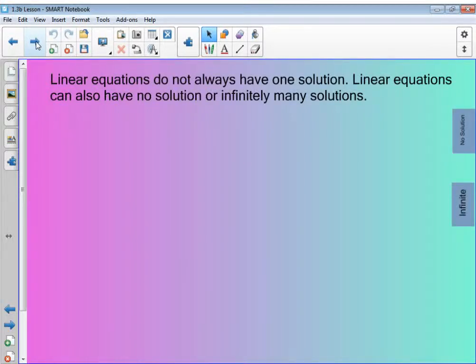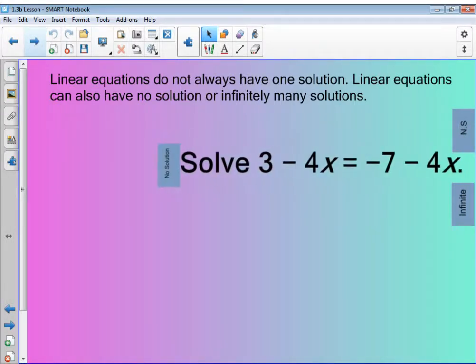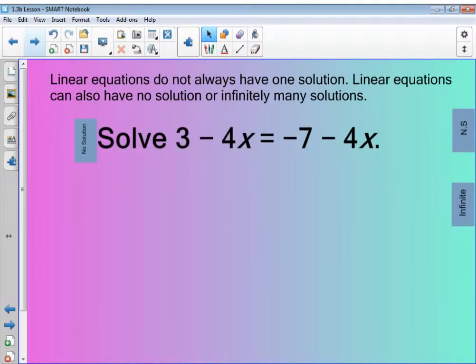Okay, so we're going to be working with linear equations today that sometimes have no solution or an infinite number of solutions. So far, we have been working with ones that have one solution. Okay, so here's an example of working with equations that have no solution. They're going to look very similar to what we've done in the past.